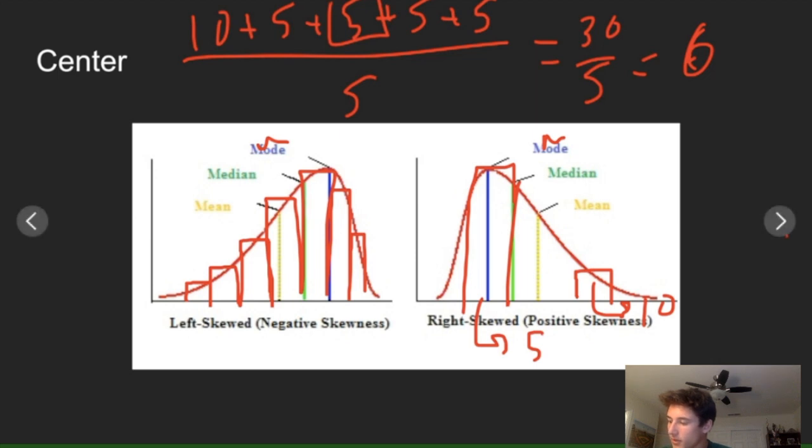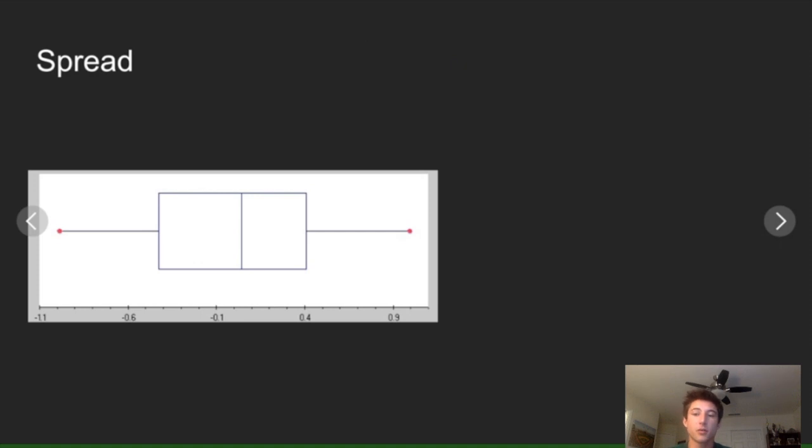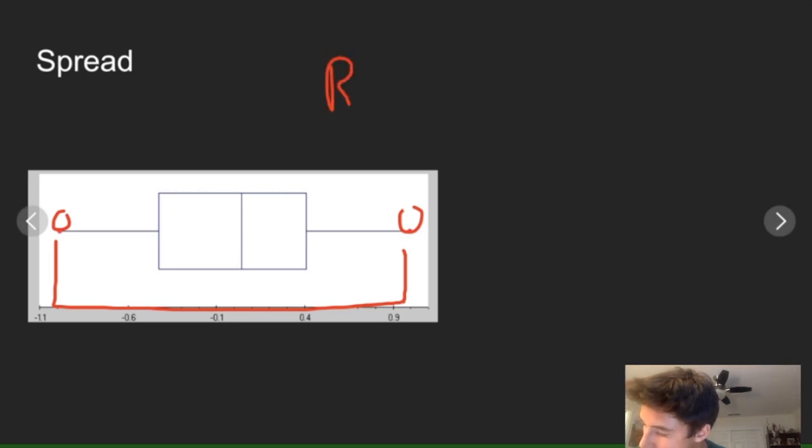Let's go next page. Okay. Finally, we need to describe spread when talking about a box plot. Now, the spread is the range and the IQR. So that's real easy. The range is the biggest number right here minus the smallest. That's going to be about 1. And now this doesn't have to be exact, but we just want to be close. 1 minus negative 1 equals 2.